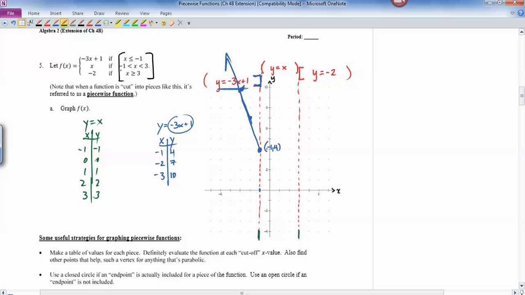But notice I'm not actually supposed to include those endpoints. There's no equals there. So this point and this point aren't actually going to be included on my picture. So when I draw -1, -1, I'm going to use an open dot. And then I can work my way up with a slope of 1 to 3, 3 right here, which is also an open dot.